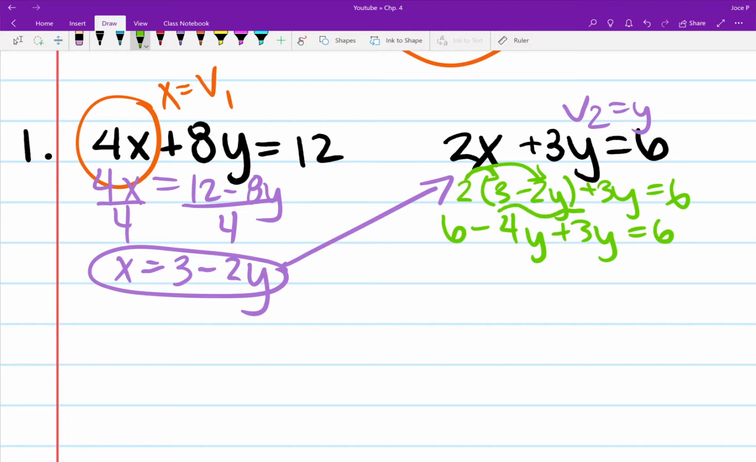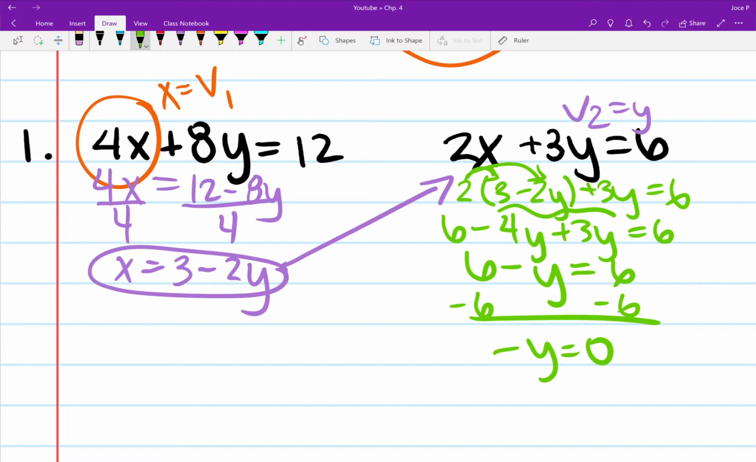Now we're going to combine like terms over here. So at this level, you're really going to have to start remembering everything that you've covered before. Okay, back to the question. Combining like terms, 6 minus y is going to equal 6. Is that correct? Yes. So we're going to have minus 6 on both sides. Negative y is going to equal 0. y is going to equal 0 regardless.